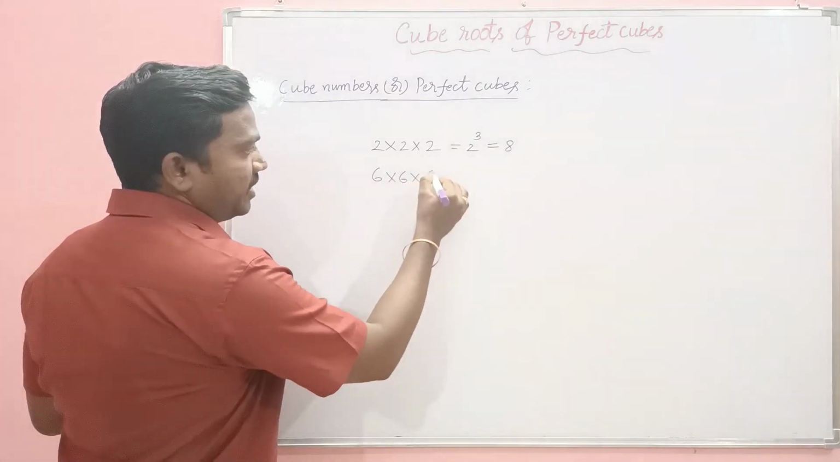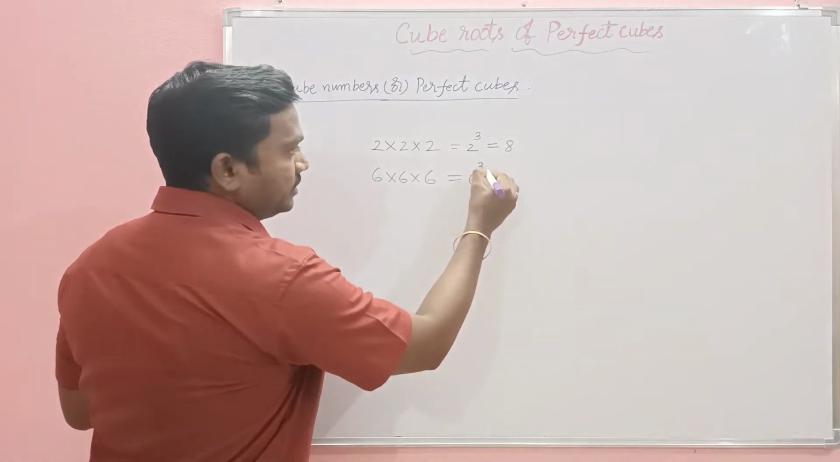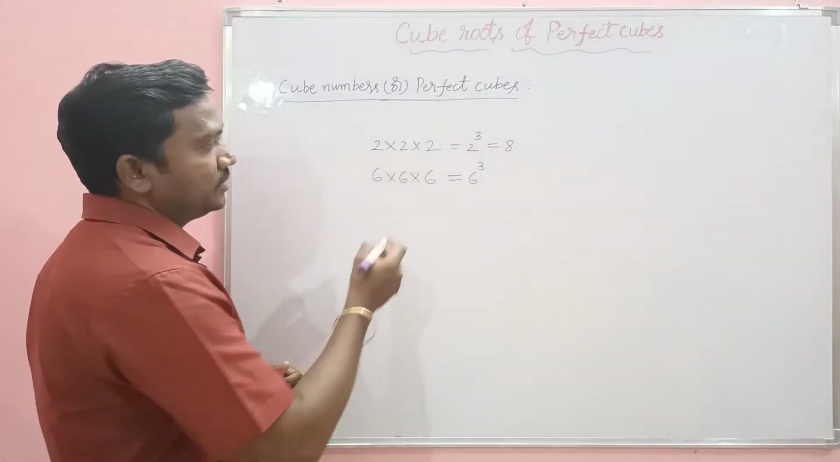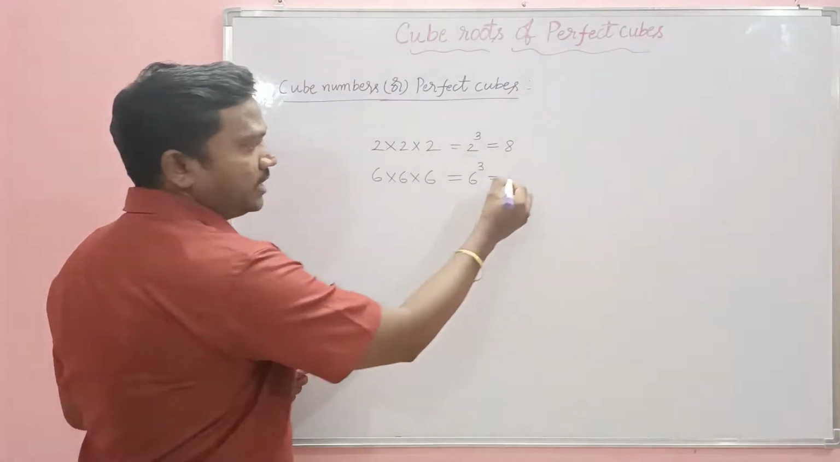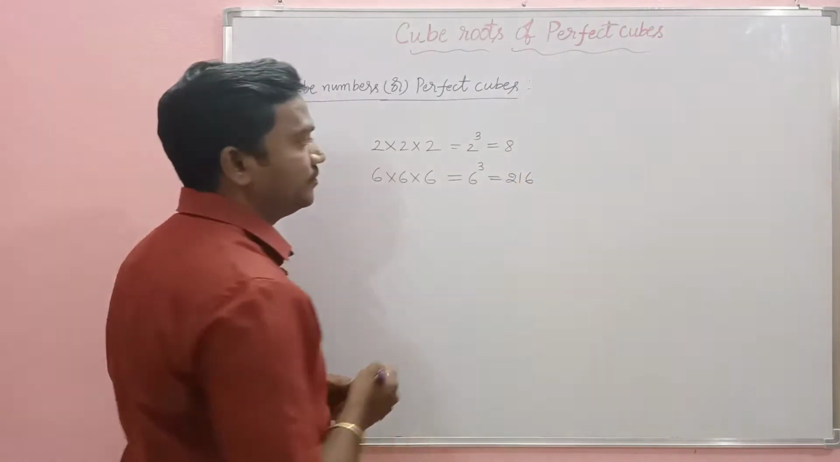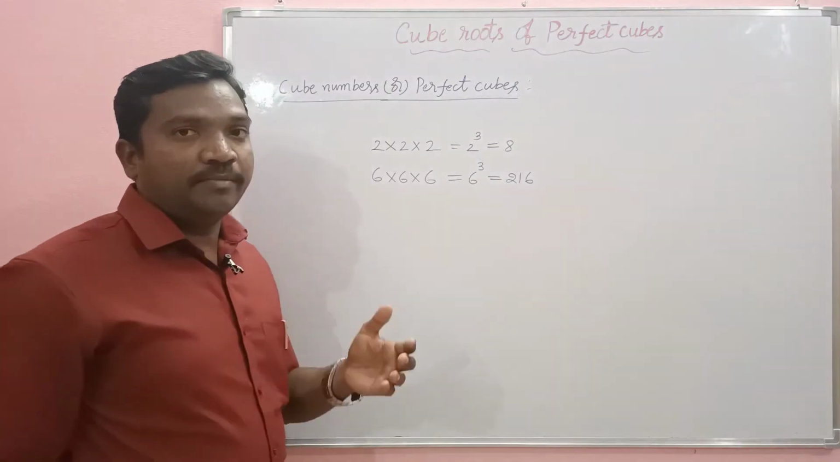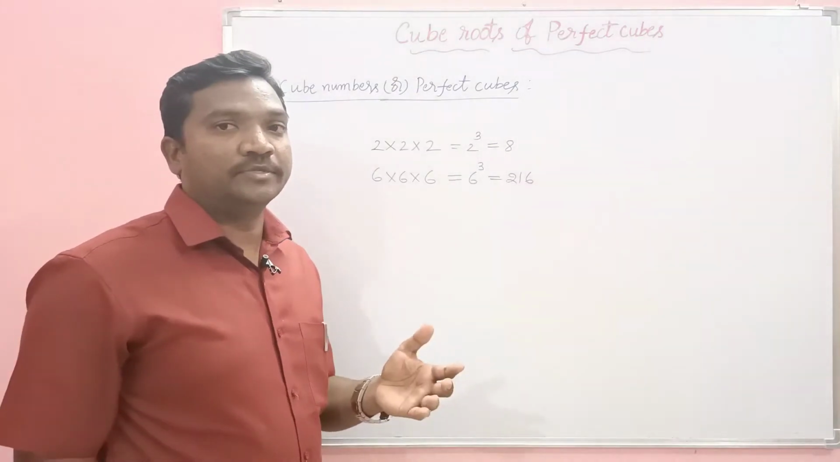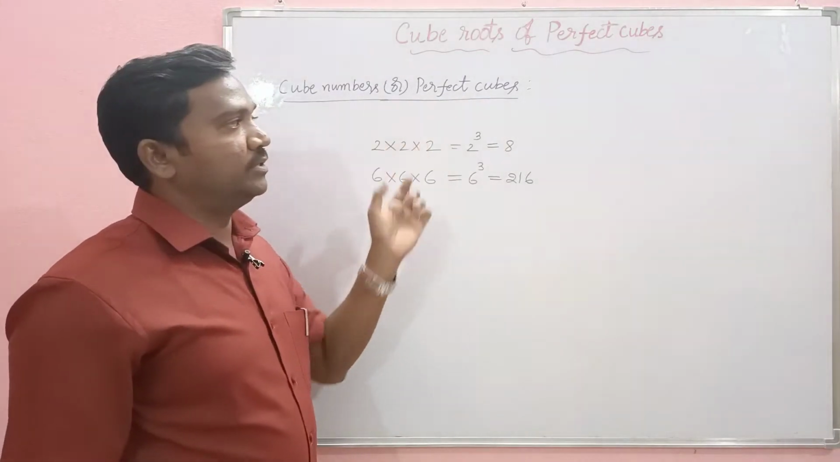If 6 is multiplied 3 times, 6 cubed: 6 sixes are 36, 36 sixes are 216. So like this, when a number is multiplied by itself 3 times, it is called a perfect cube or cube number.